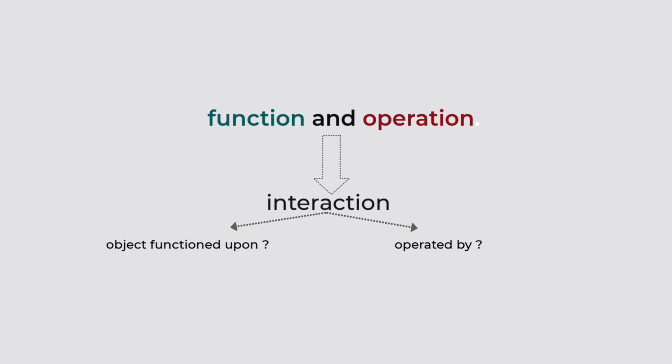It's important to note that the description of function and operation always conveys information regarding its interaction. If we say this is the device function, then the next question is what object is it functioned upon? If we say operation, then the next question is whom the device is operated by. Therefore, by describing the function and operation, it is not just showing how the device practically exists in the real world, but also how the device interacts with external entities.